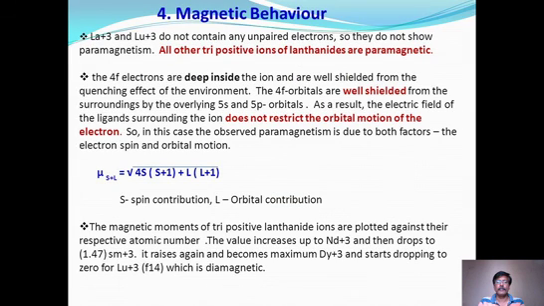For example, if you look at lanthanum plus 3, since it does not have any unpaired electron there, the magnetic moment becomes 0. But lutetium plus 3 is also 0, diamagnetic in nature, because it has all the electrons paired up.